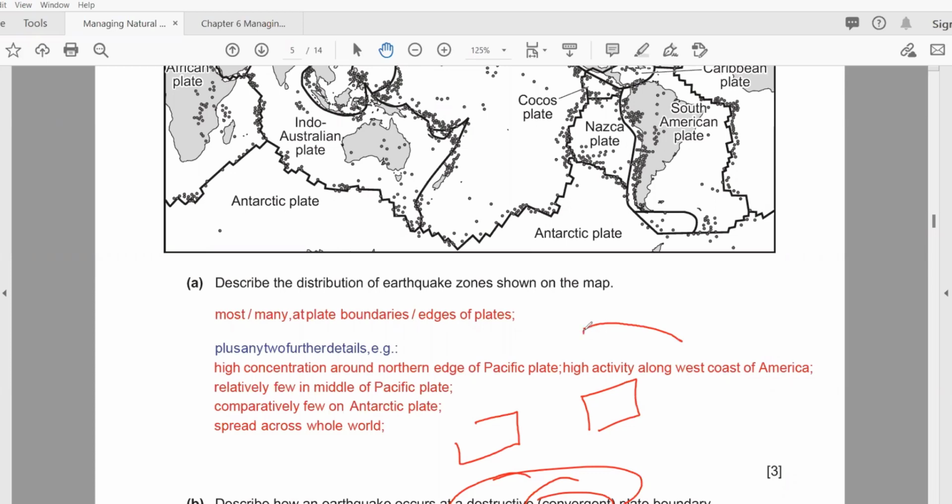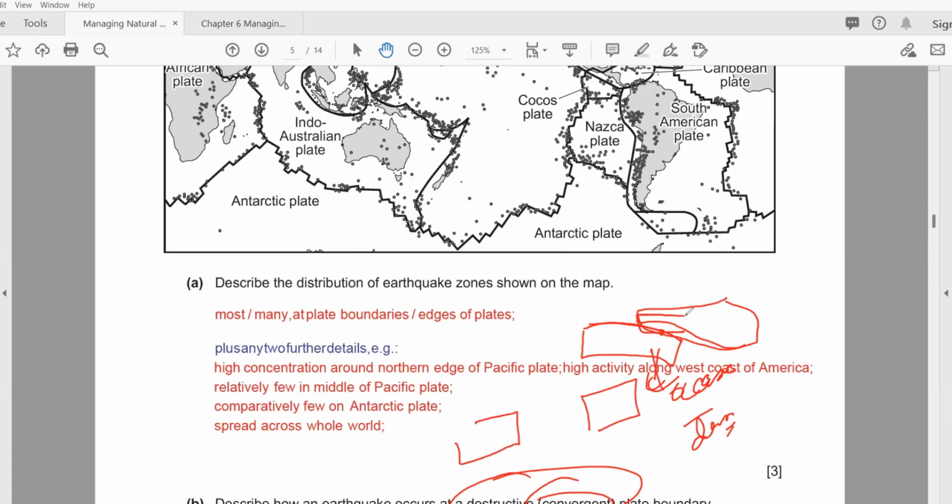The oceanic plate moves down. The oceanic plate went down and the other plate went up. Why did the oceanic plate go down, Lean? Can you tell us? It is more dense. Excellent, my dear. It's more dense so that it goes down. When it goes down, then it will come up.